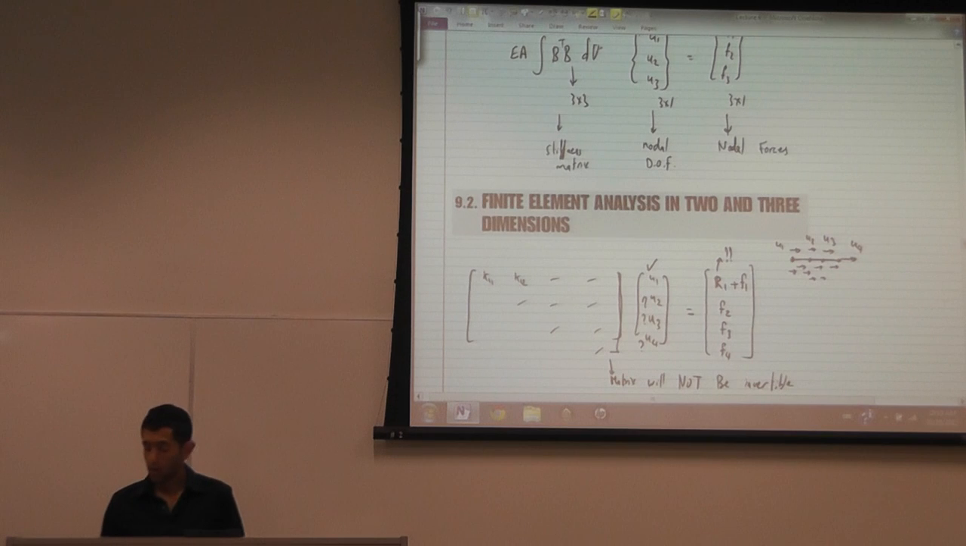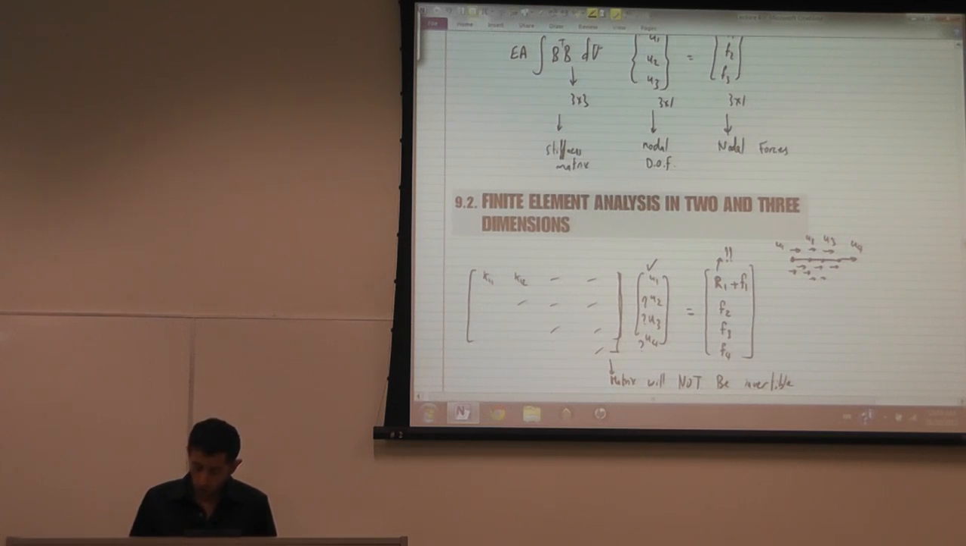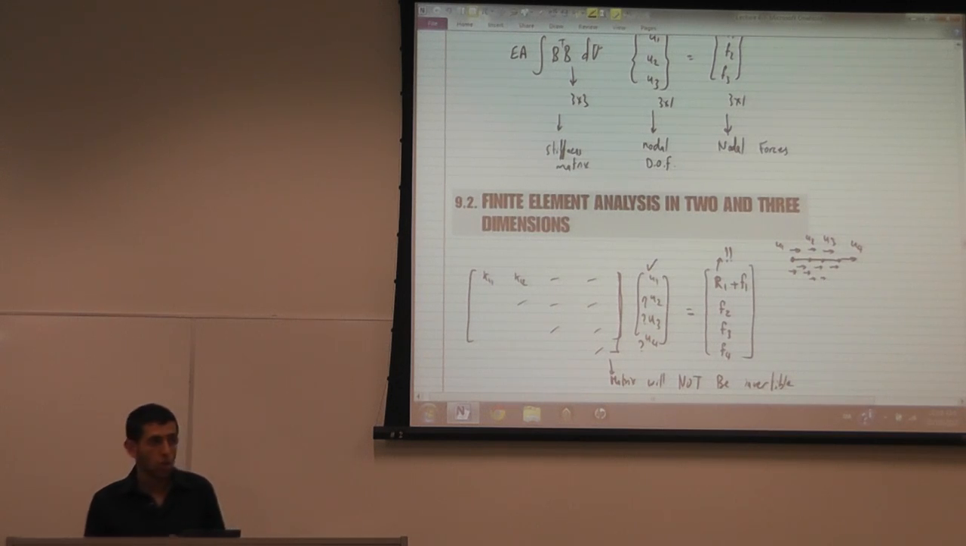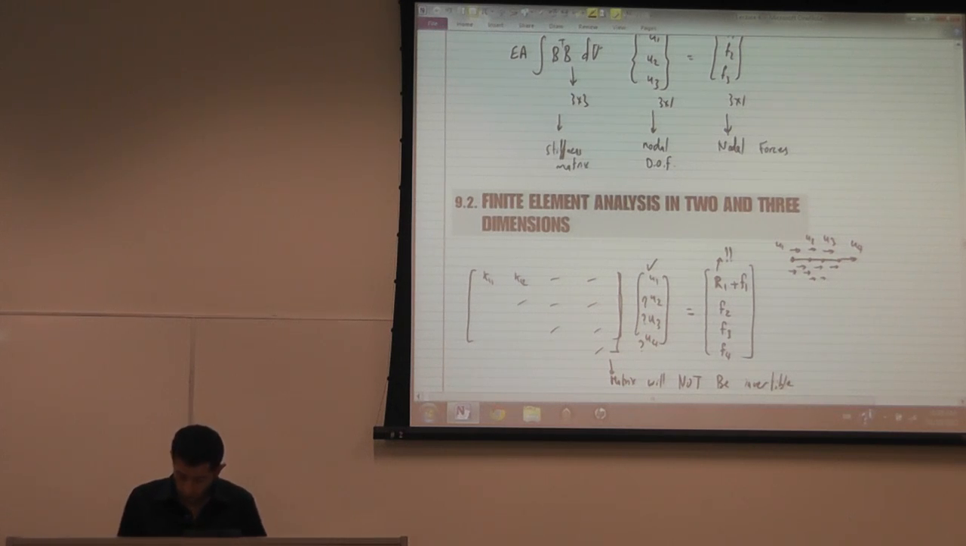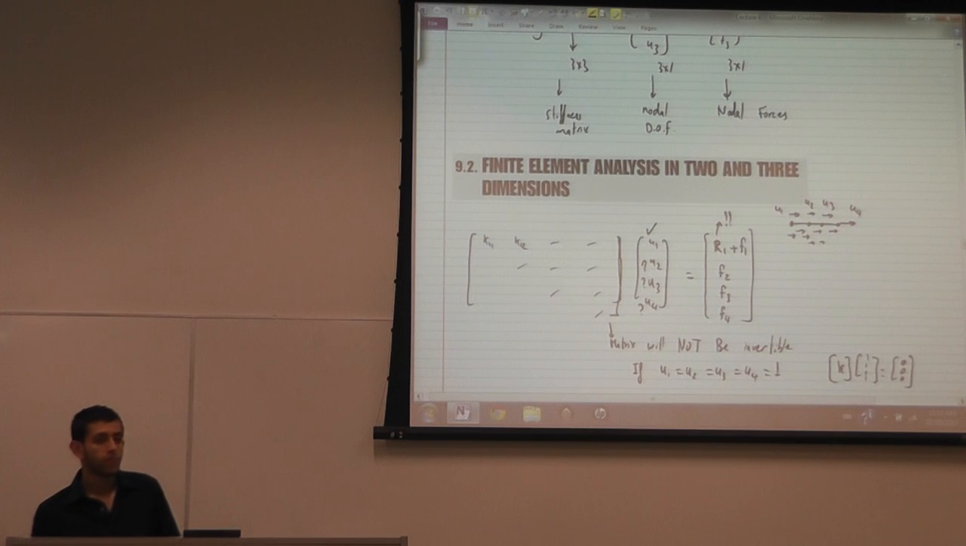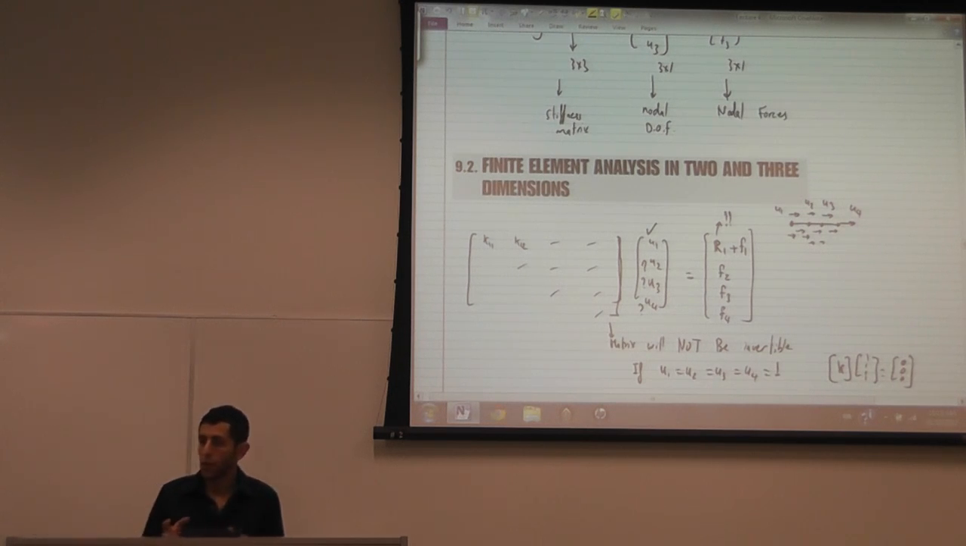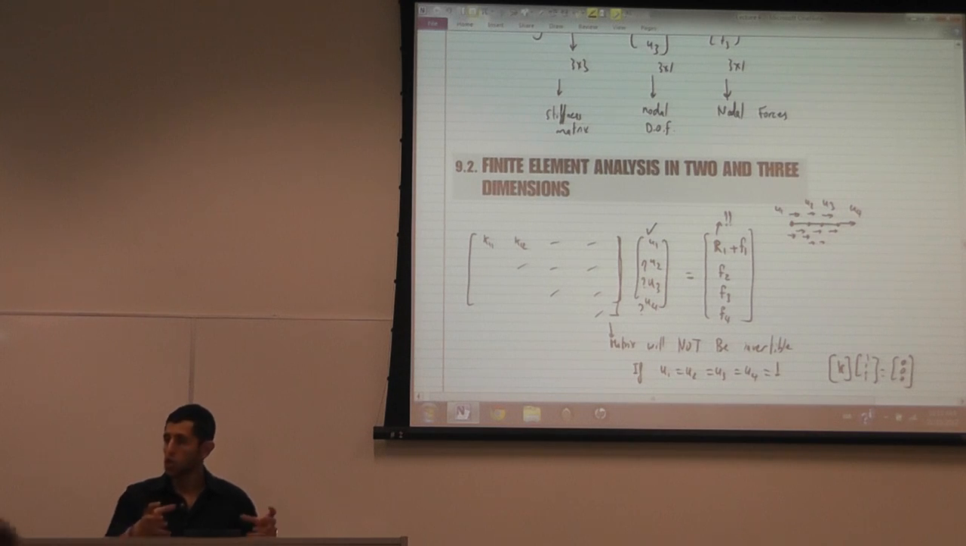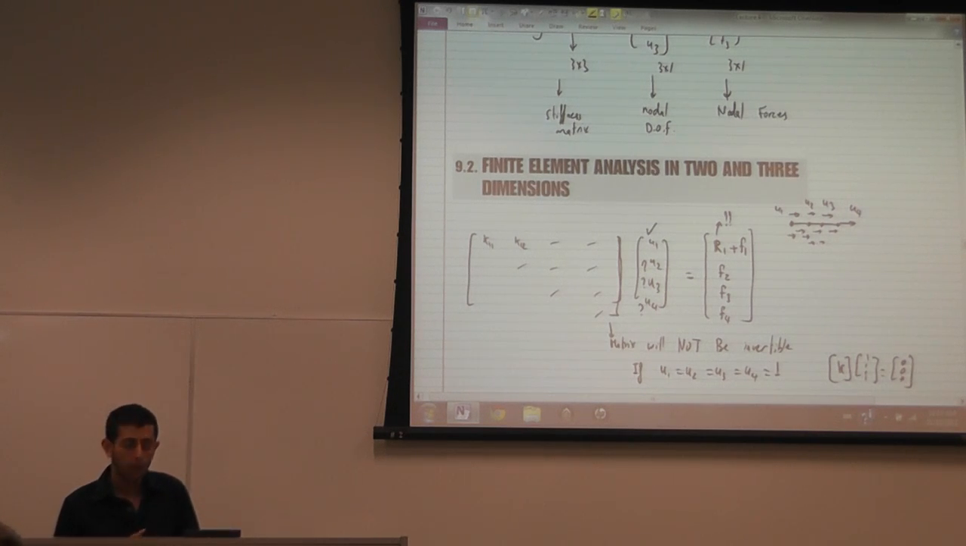And simply because if you put U1 equal to U2 equal to U3 equal to U4, which means I'm rigidly moving that structure, I will not require any forces to move that structure. If U1 equal to U2 equal to U3 equal to U4 equal to 1, you should get the k multiplied by 1, 1, 1, 1 has to be equal to 0. Because the equations allow the structure to rigidly move without any application of external forces.